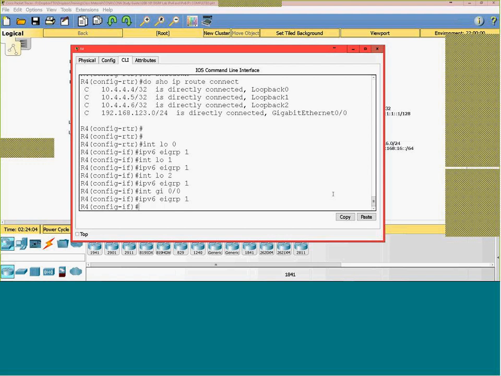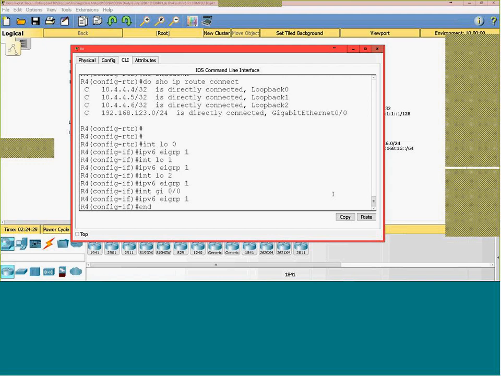Kind of easier, isn't it? Simply just enable the protocol directly on the interface without having to figure out wildcards and whatnot. However, it's not as efficient because with wildcards, you can cover multiple interfaces at the same time. There isn't a way to do that in IPv6. You literally have to put that command on any interface that you want the protocol to run on.